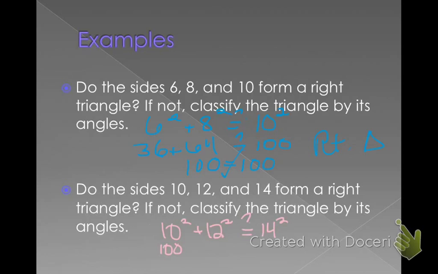Well, 10 squared is 100, 12 squared is 144, and 14 squared is, I believe, 198. 196, sorry. So, 244 on one side, 196 on the other side. No, they are not congruent. Well, and if c squared is smaller, this must mean it's an acute triangle.